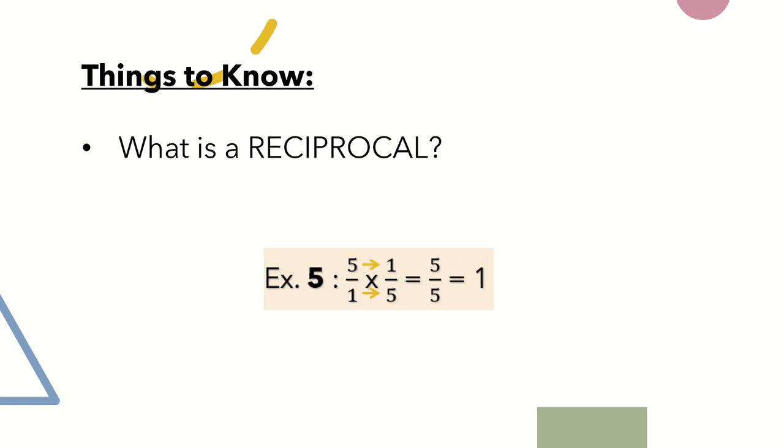Same thing with 5. You have to turn 5 into a fraction, which is 5/1. But the reciprocal just means I'm going to flip it. And so now my new fraction will be 1/5. And anytime you multiply a number by its reciprocal, it's always going to equal 1.